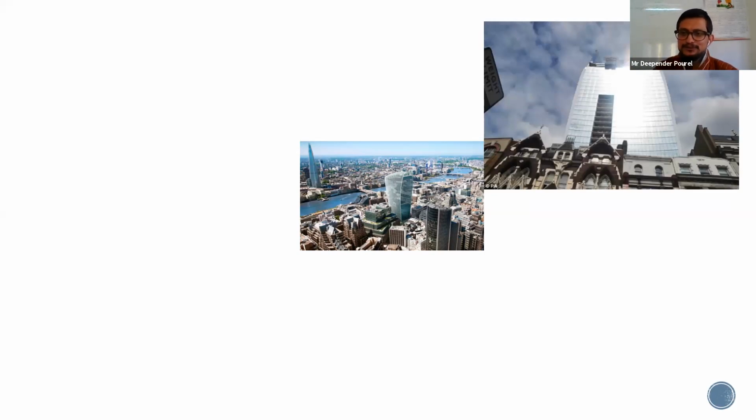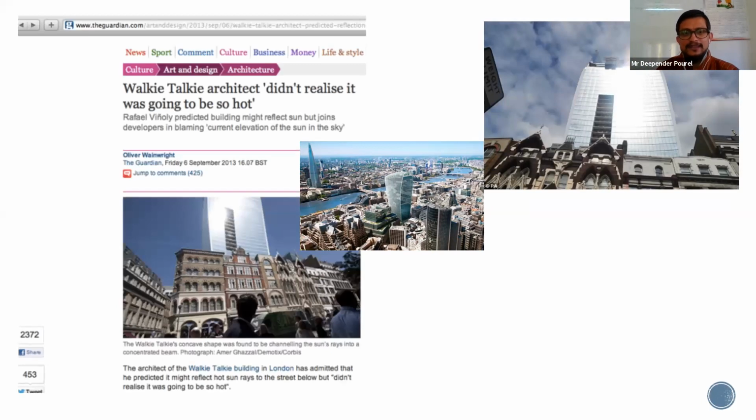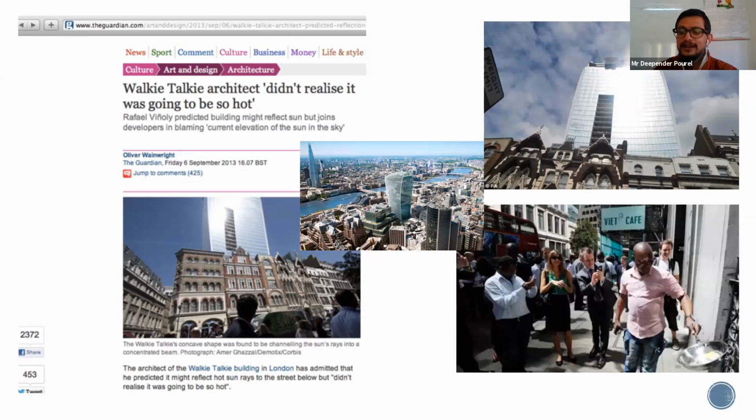Then came news that the building was going to be so hot. Because of the curvature that you see, and the azimuth from the south, the incident heat reflected to the ground could actually fry an egg. There were demonstrations of this being done. And this is something happening in developed countries, like in London. It's an example from London.